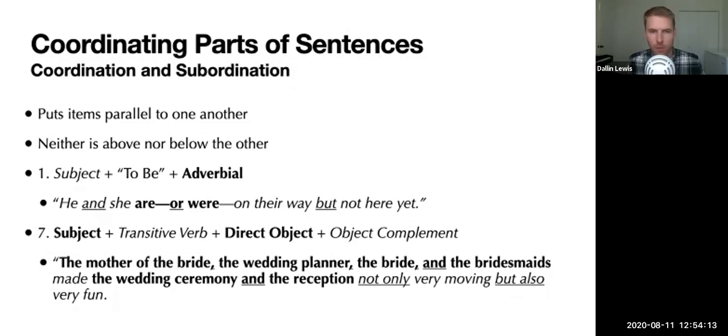So let's look at the second example, which is a pattern 7 type of sentence. The mother of the bride, the wedding planner, the bride, and the bridesmaids made the wedding ceremony and the reception not only very moving, but also very fun. Here the subject is the mother of the bride, the wedding planner, the bride, and the bridesmaids. The direct object is the wedding ceremony and the reception, and the object complement is not only very moving, but also very fun. Only and also are adverbs, and we'll be talking about those in a second.